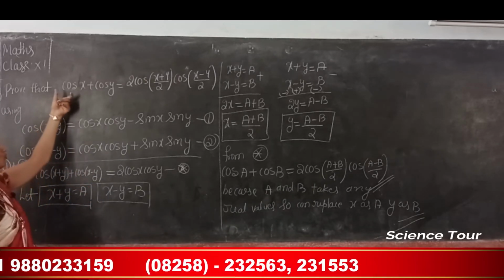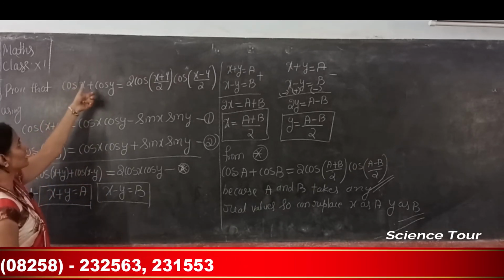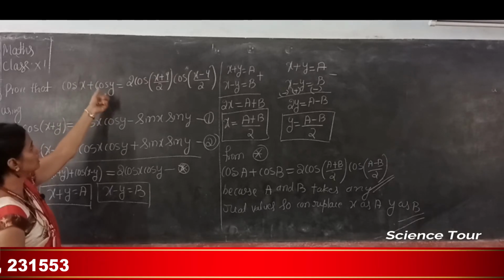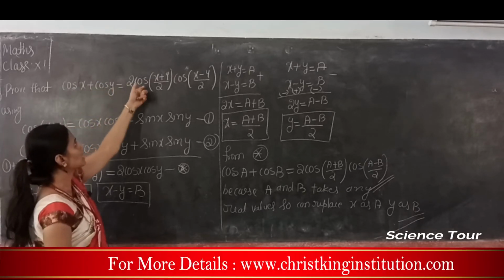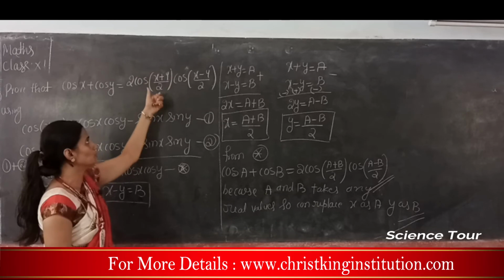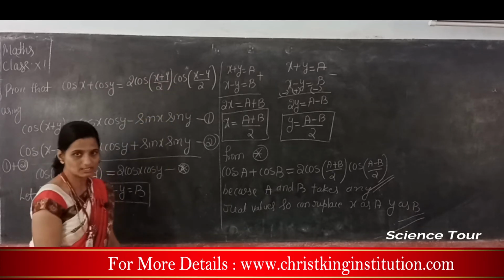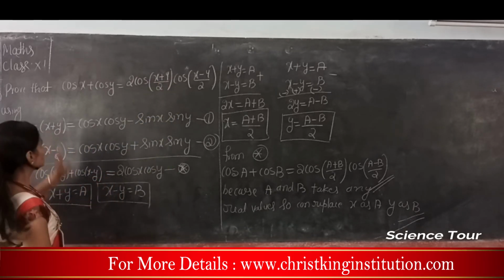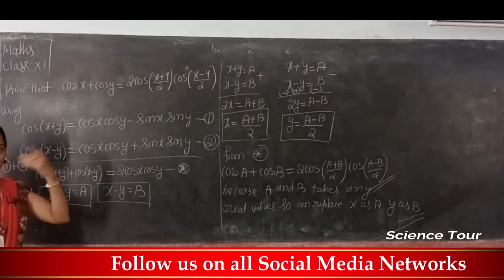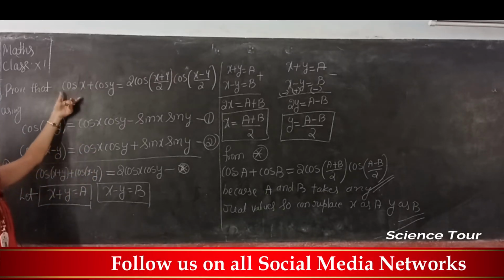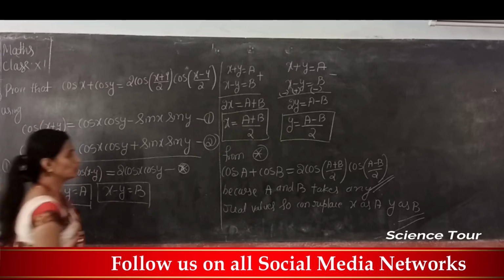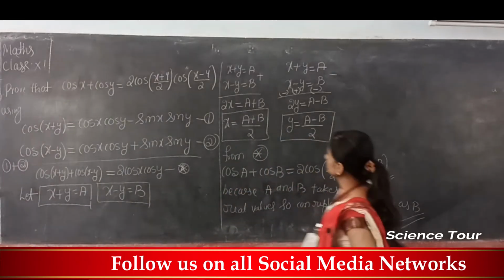Okay, so now next, the last proof. What is the last proof? Cos x minus cos y. The formula is minus 2 sin (x plus y)/2 sin (x minus y)/2, right? So how to get those two equations? Take it as homework.